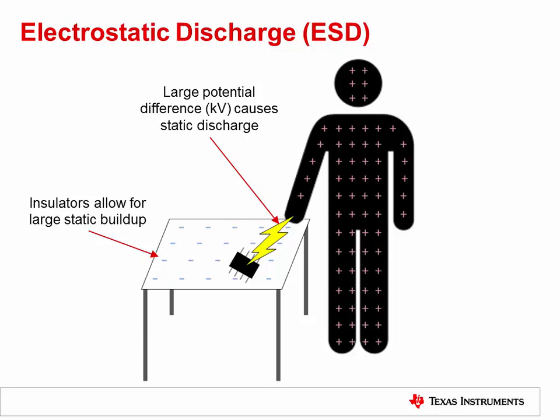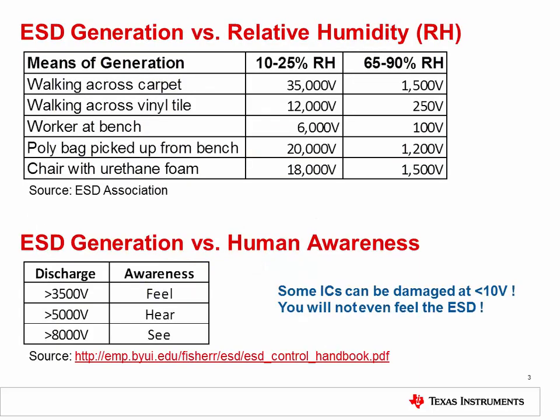ESD can show up as a visible spark and often has voltage levels in the thousands of volts. From a semiconductor perspective, ESD is the most common way that devices are damaged. The table at the top of this slide lists some materials that generate significant static charges. Also notice that the static charge is dependent on the relative humidity. Lower relative humidity generates more static charge. The table at the bottom of the slide shows ESD discharge voltages versus human awareness. Notice that when you can see an ESD spark, the voltage is very large, at 8,000 volts or more.